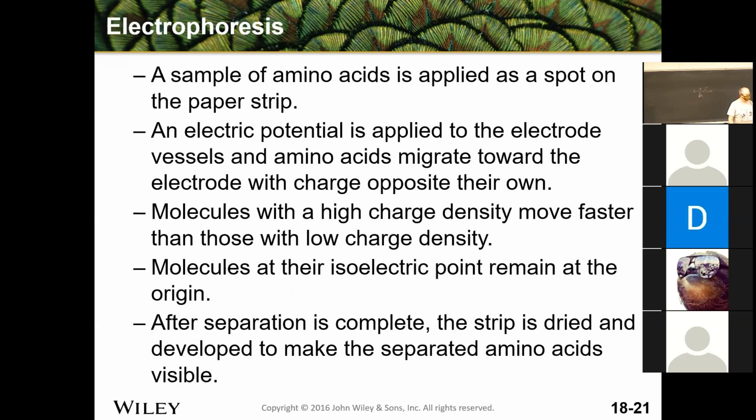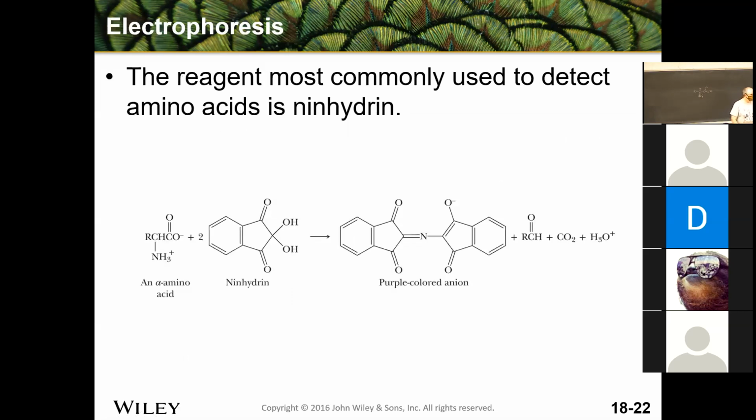Okay, so after the separation is complete, the strip is dried and developed to make the separated amino acids visible. One way of visualizing that is to use this reagent called ninhydrin. And when I was at K-State, we always liked ninhydrin because it was purple. It forms a purple colored anion.